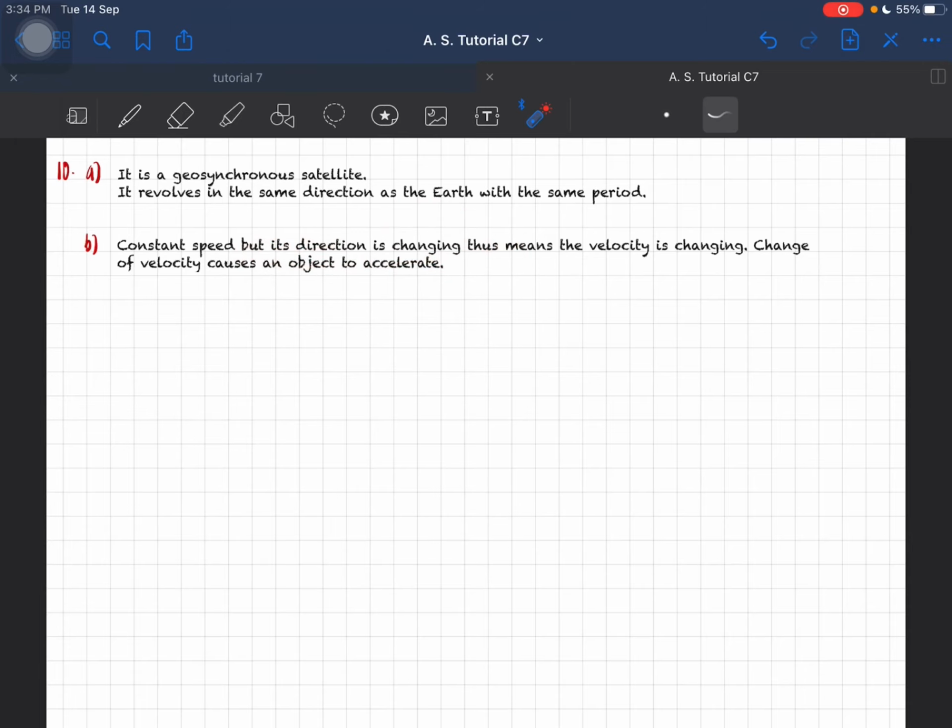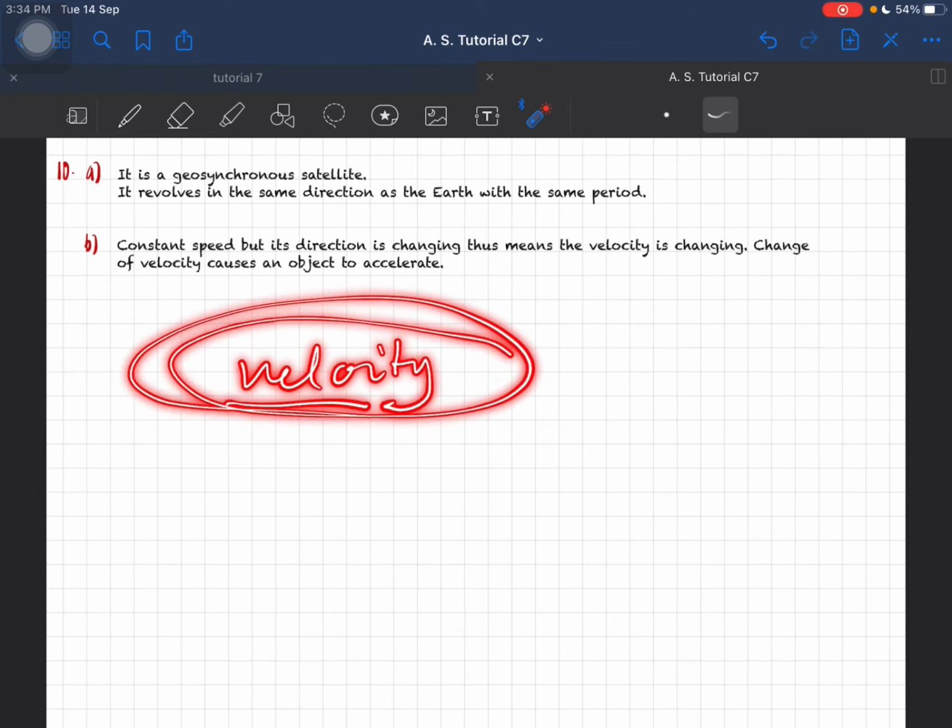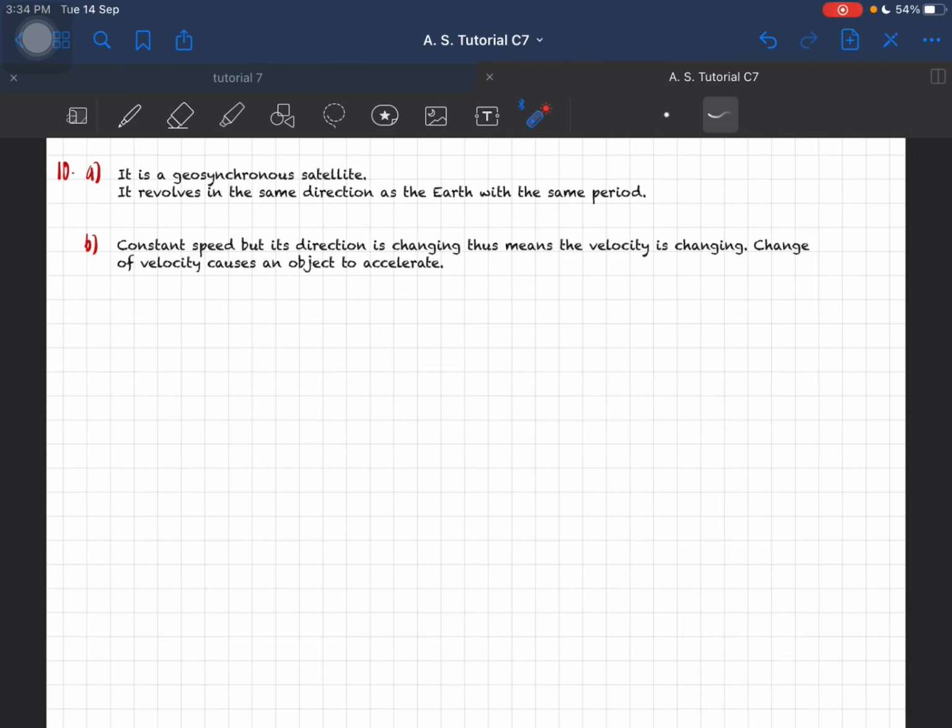Okay, so when there's a change in direction, it will cause an object to accelerate. So don't get confused whenever they say the magnitude of the velocity is constant. Okay, does it accelerate or not? It is accelerating if it changes direction. So any changes in direction will cause an object to accelerate. All right, okay, so that is the explanation for that.